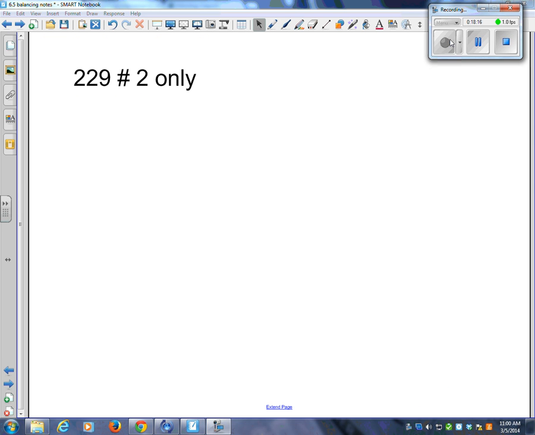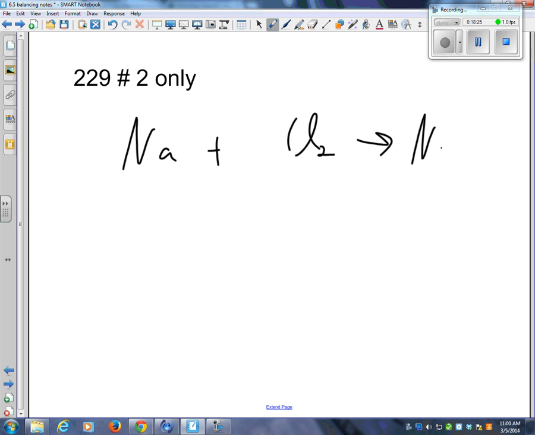All you got to do is write it down. You got Na plus Cl2 gives you NaCl, right? Put a space there, and a space there. Okay, so to make it balanced, first thing you do is you count. We have Na and we have Cl's. How many Nas do I have on the left? 1. How many on the right? 1. How many Cl's on the left? 2. How many on the right? Only 1.